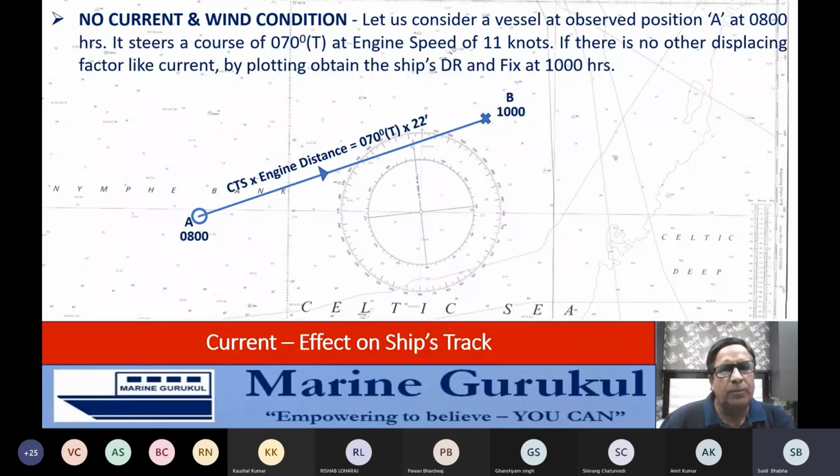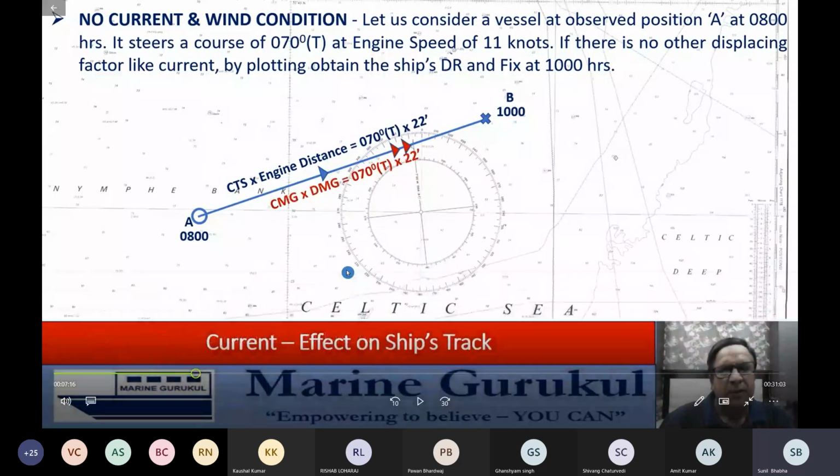So this track over the ground is represented in chart work by course made good and distance made good. And this particular vector is represented by two arrows. You can see the two red arrows coming on the same track. That means track A to B, besides being a CTS track or track through water, is also a course made good track and track over ground.